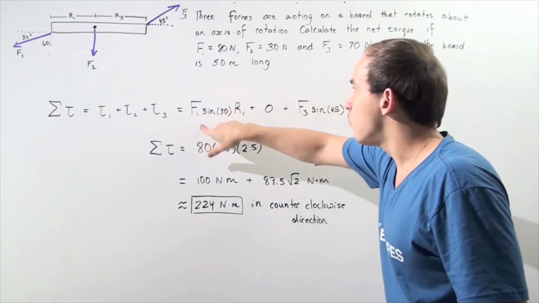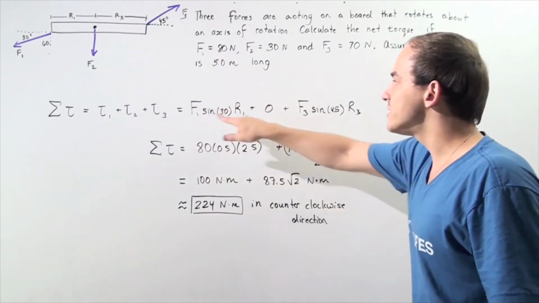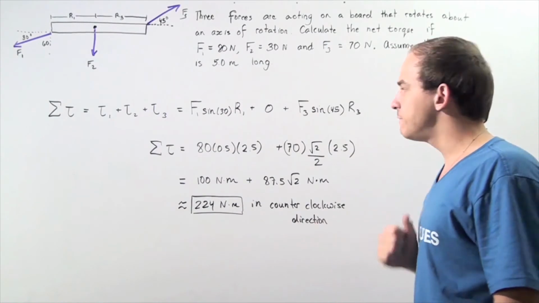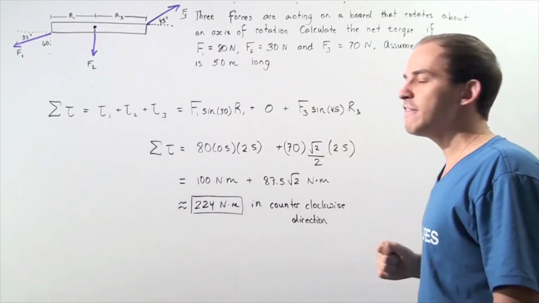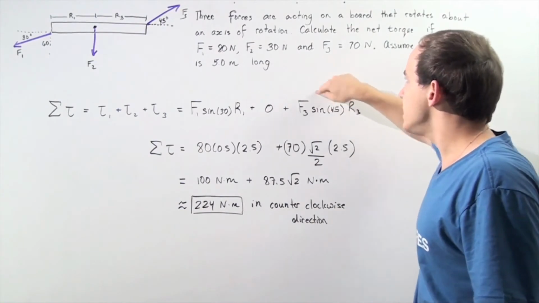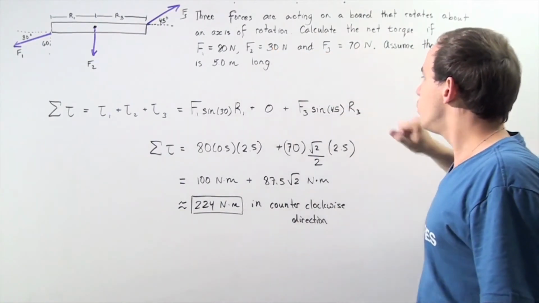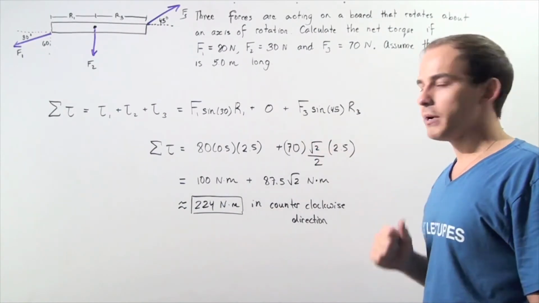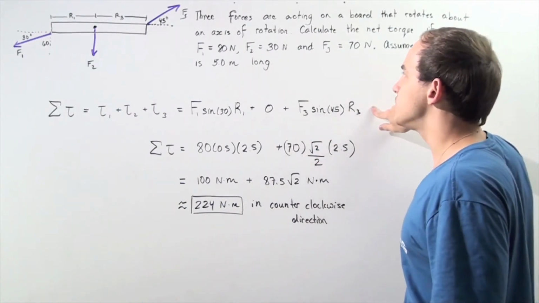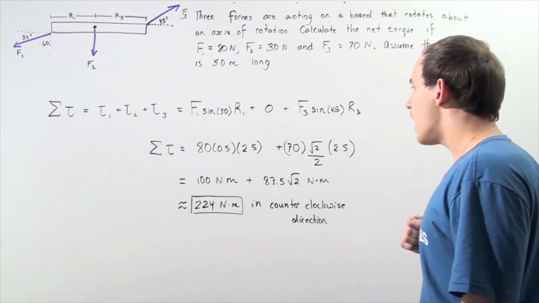Now we know what F1 is, it's 80 newtons. We know what sine 30 is, it's 0.5. We know what R1 is, it's half of 5, so 2.5 meters. We know what F3 is, that's simply 70. We know what sine of the angle 45 is, that's radical 2 divided by 2. And we know what R3 is, it's simply 2.5.